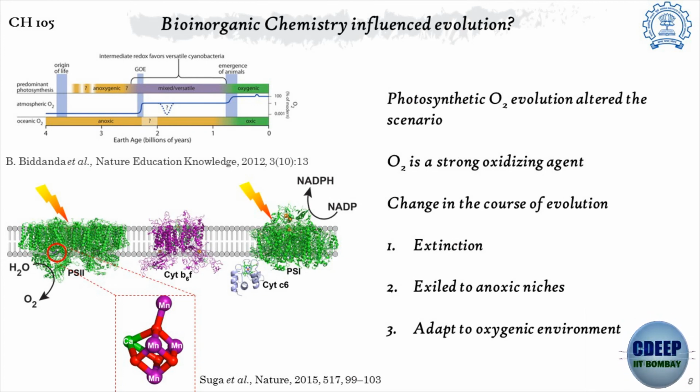And then comes the third response from the biology, where a new generation of species evolved who can survive in the oxygenic environment. And at the end, we arrive at the world we see today, where oxygen is a very common thing and we cannot even survive without it. So you can say photosynthesis coupled with bioinorganic chemistry forced our hand to a new course of evolution, where the oxygenic environment prevailed and a new generation of species came who can survive in the oxygen level.